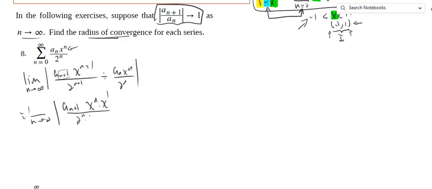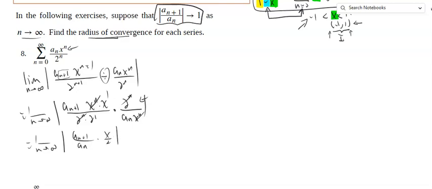And that is 2 to the n, 2 to the 1. Instead of dividing, I'm aware you're already used to that, but just the first example, I want to work out in full steps. After that, I'll start jumping the steps straight. Well, the x to the n's cancel out. The 2 to the n's cancel out. I have the limit as n approaches infinity, a sub n plus 1 over a sub n times x over 2. And they told us that, hey, this limit is 1.